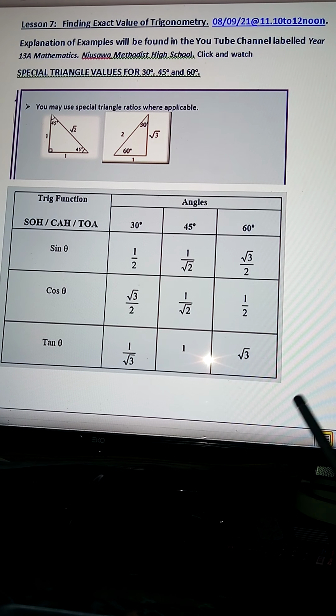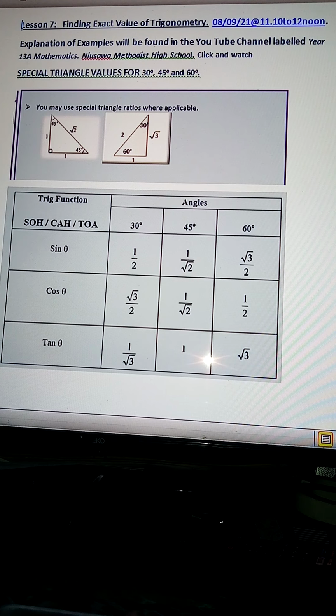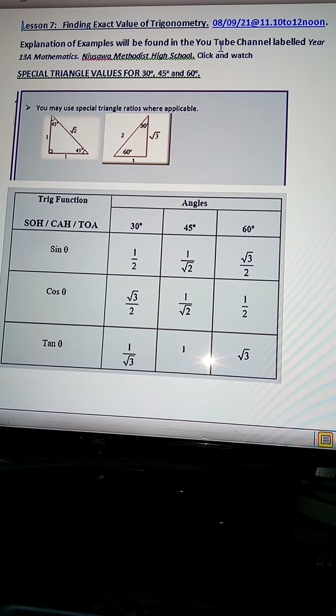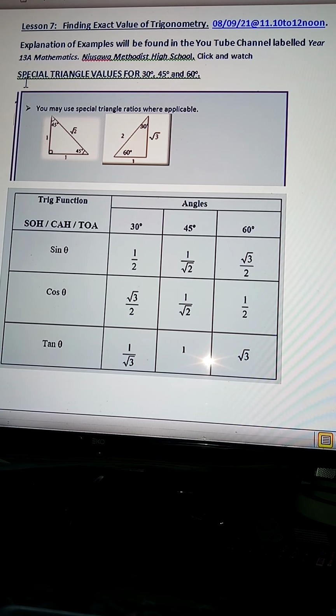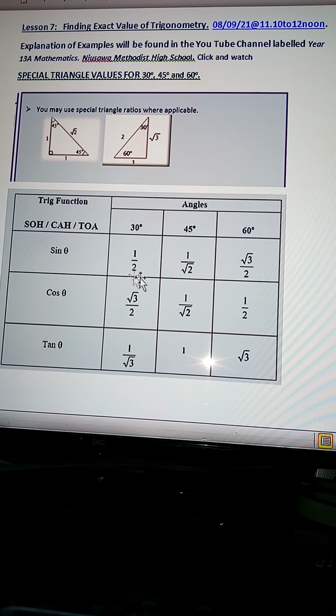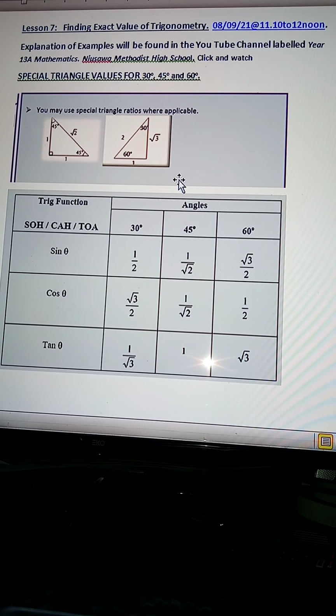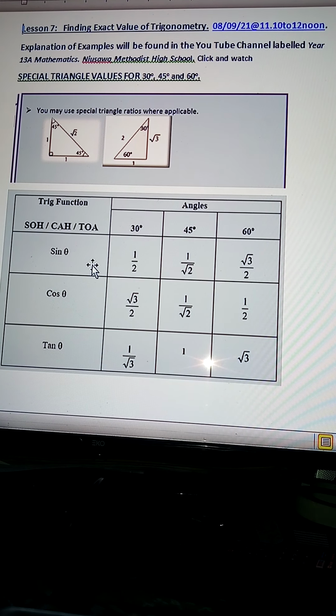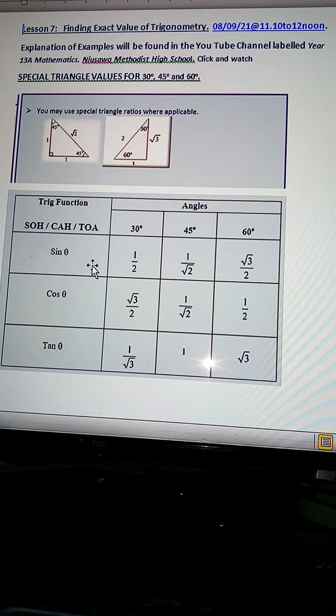Okay. So lesson 7 is finding the exact value. As you see on the screen right now, you have the exact values in a special triangle for 30 degrees, 45 degrees, and 60 degrees, and the table is at the bottom here. Now this table is not given in the exam. That means you have to memorize this table. You were supposed to remember it from year 10. But if you can't remember it, this is one part of trig that you can score marks in, and that is finding the exact value.